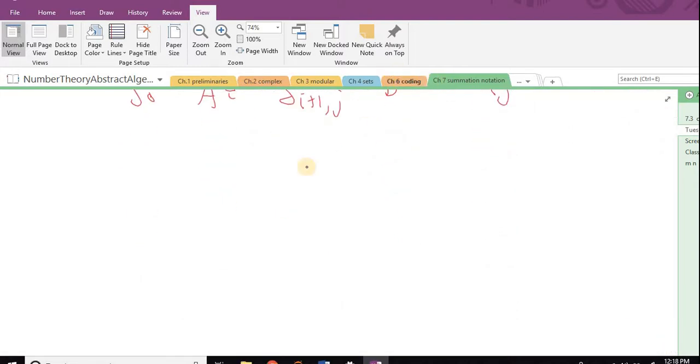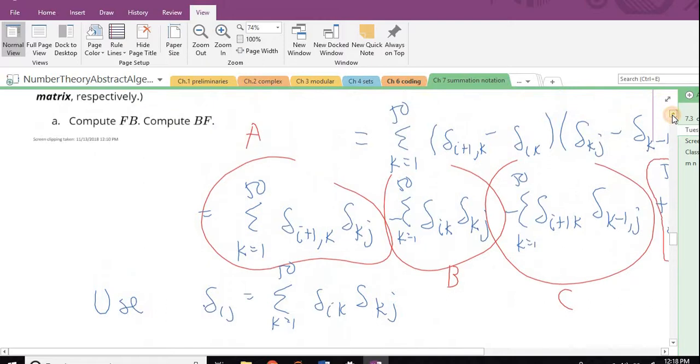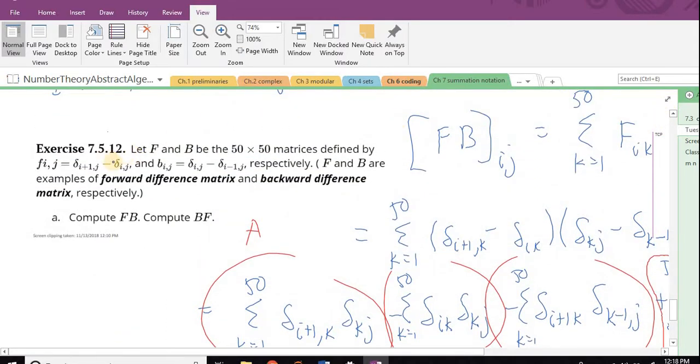All right, so we have F_ij is equal to, I think it was delta_{i+1,j} minus delta_ij. Let me check that. Okay. Let's see. Delta_{i+1,j} minus delta_ij. All right, so let's see what that looks like.